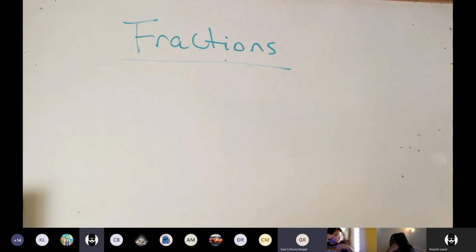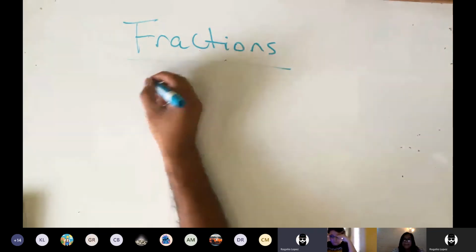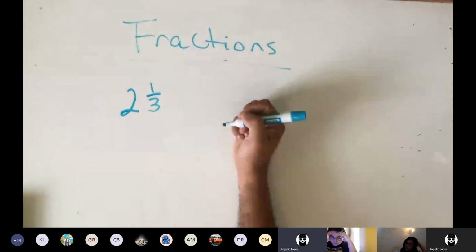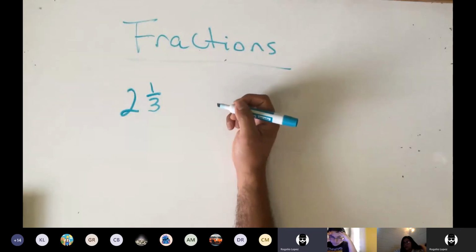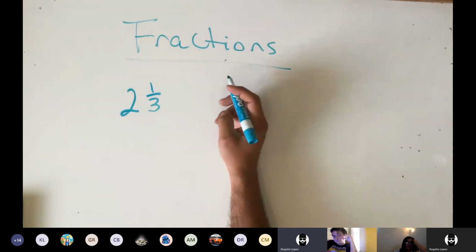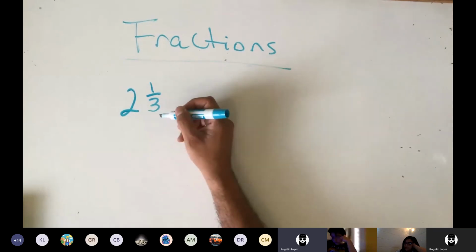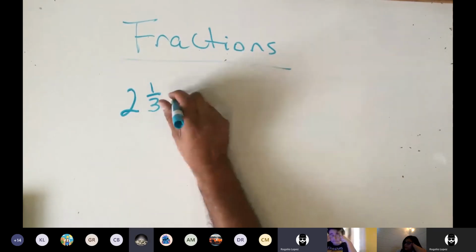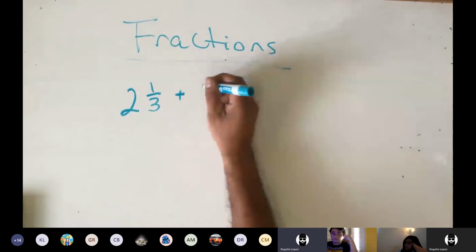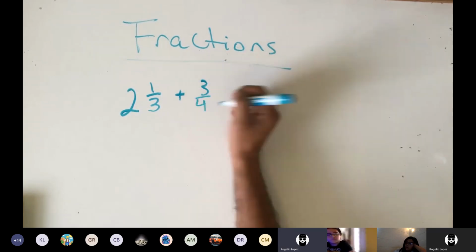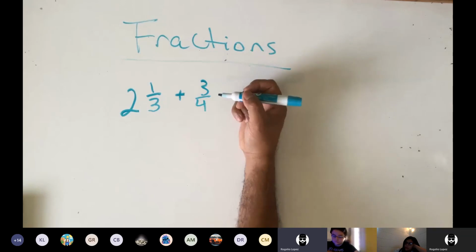All right, so mixed numbers are when you have a whole number and a fraction next to it. Okay, 2 and 1/3, or 1 and 1/8. Those are all mixed numbers, because the 2 is a whole number and the 1/3 is a part. It's a fraction. If I need to add this to, say, a regular fraction like 3/4, I still have to have common denominators.